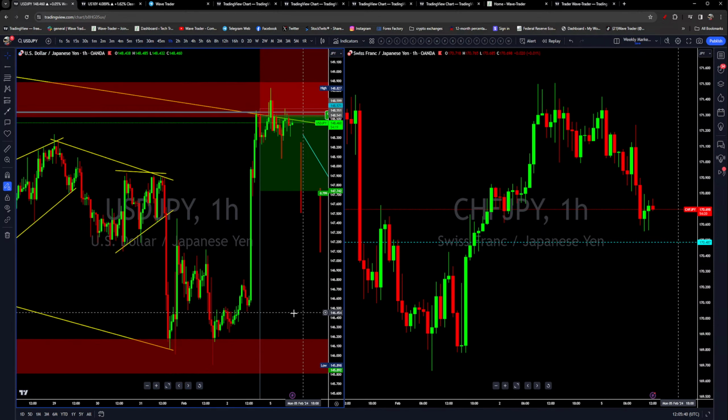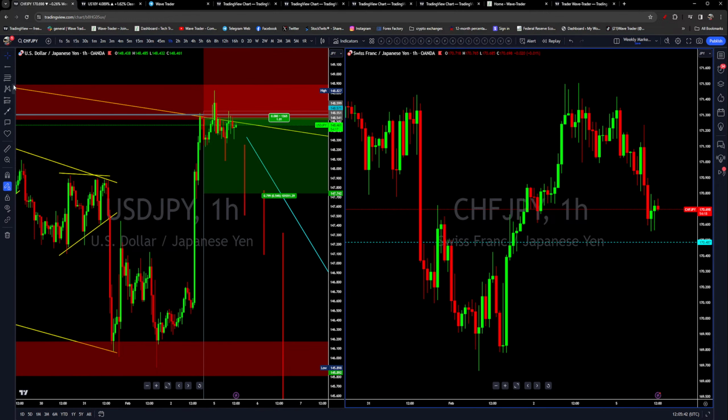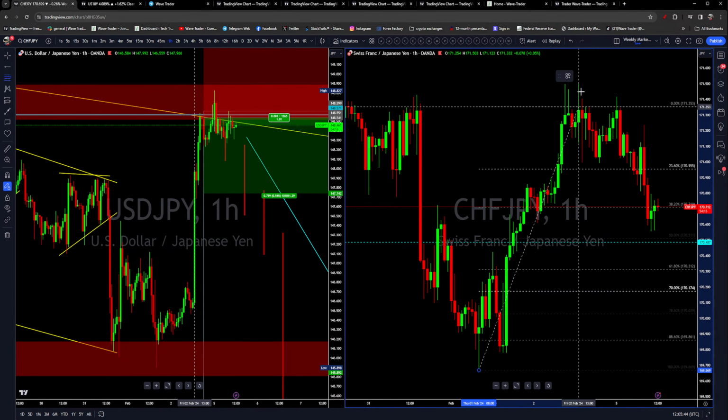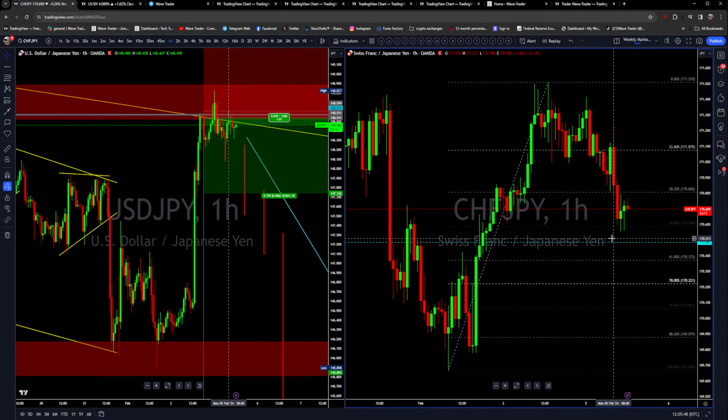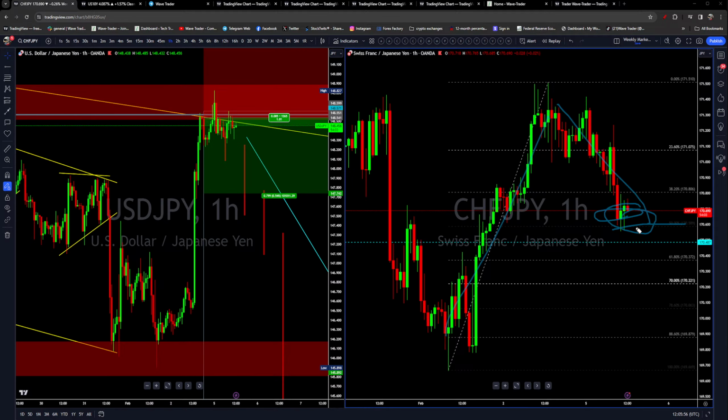Okay, we can see that the price on the chief yen has almost removed all these gains. All right, 50% of the gains have been removed. These gains dropped. This is a lead that the dollar is going to drop in the coming days or hours.